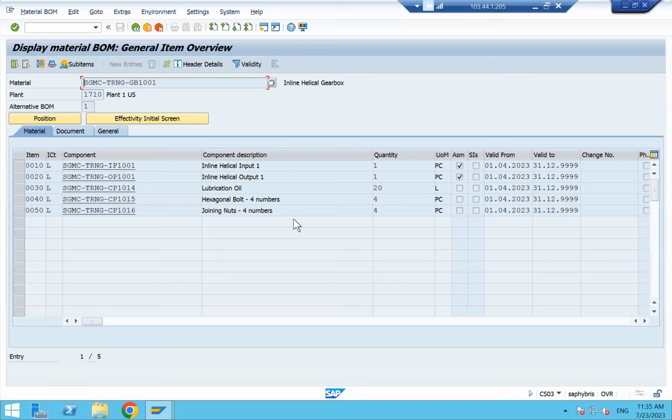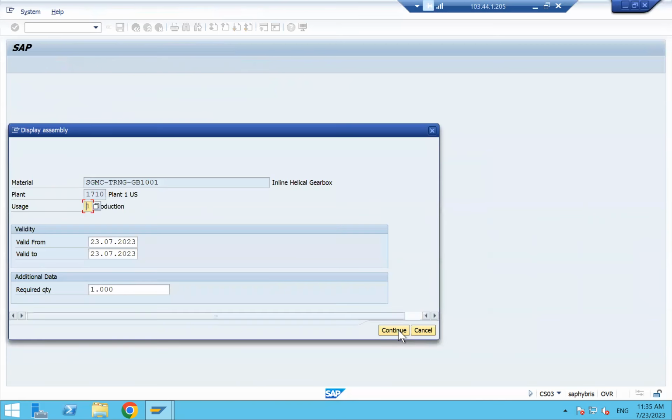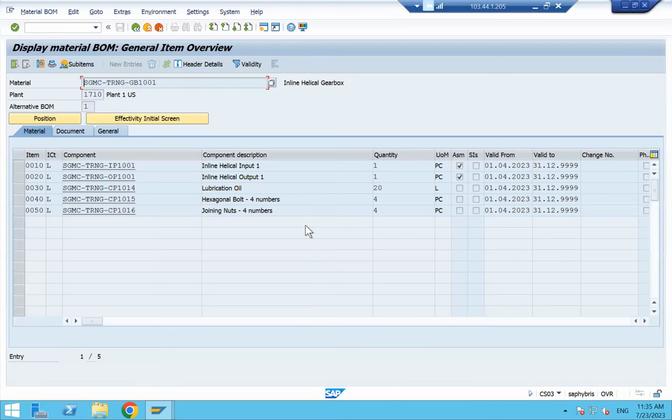Is it clear? Yes, sir. This is again a single level BOM for the gearbox, because to produce this gearbox, I need these things. But this becomes multi-level when it is linked to the gear motor. For example, when I have the gear motor, I have the gearbox. This is single level. Now this gearbox, when I go and see it, has a further BOM, so it becomes a multi-level BOM.